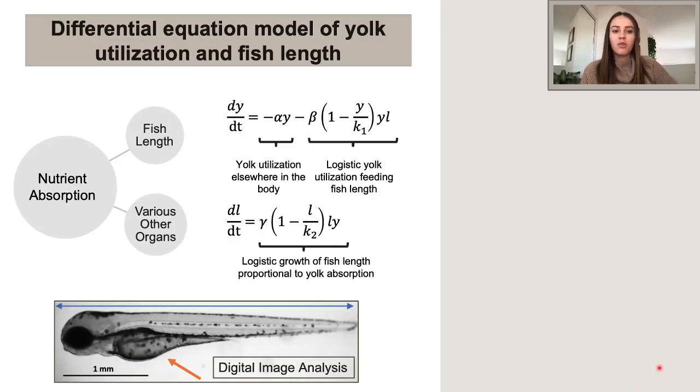So my first goal was to perform image analysis of all these microscopy images to determine the actual interaction between nutrient usage and the overall fish length, or the overall fish growth. Nutrient availability in the zebrafish is measured using a pixel area of this yolk sac here, and then overall fish growth is measured using a fish length measurement here. I developed an ordinary differential equation model to describe this interaction, as you can see here.